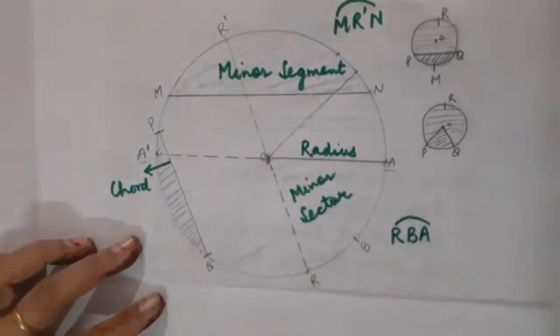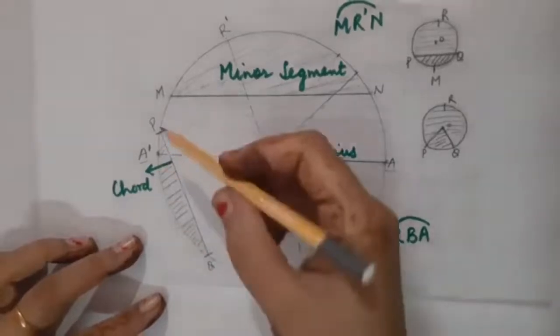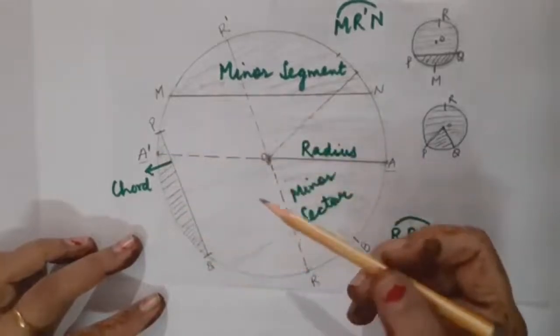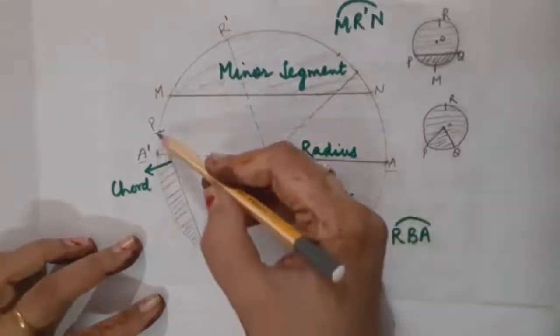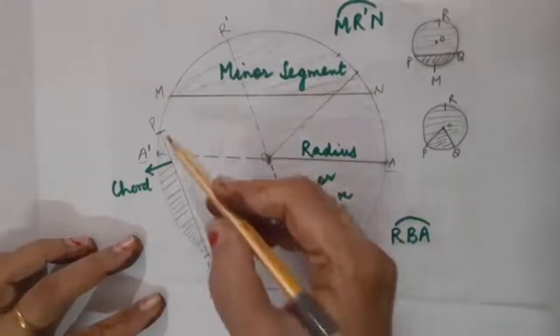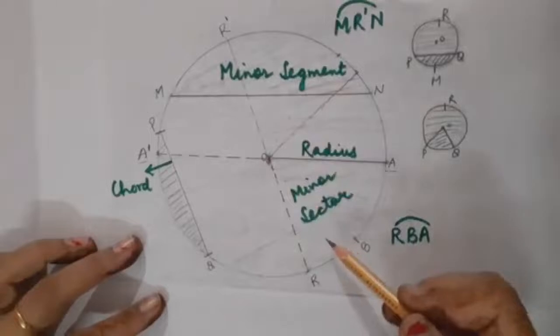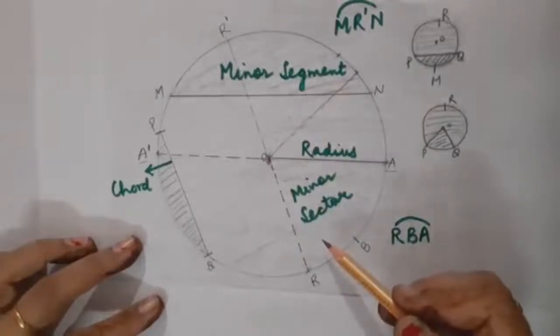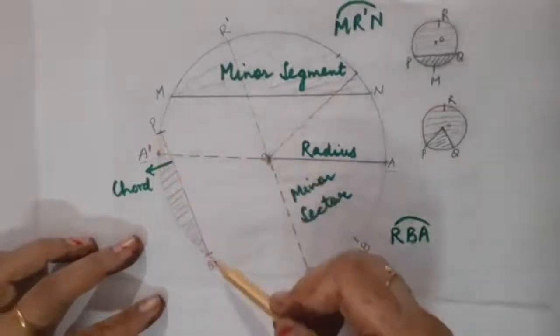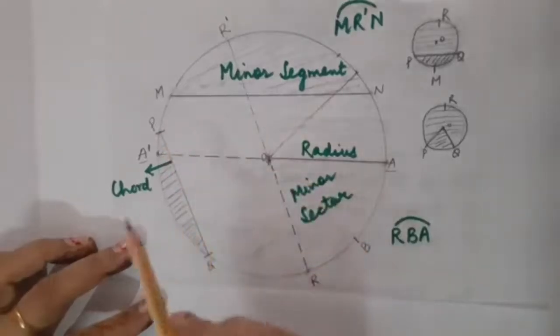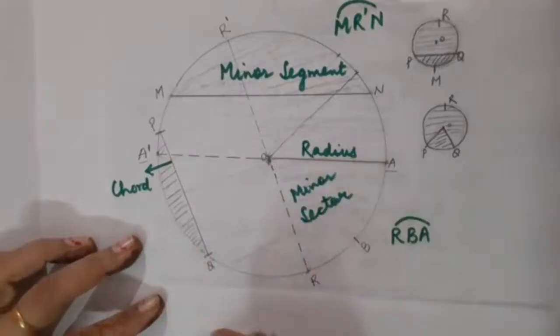Correct? Now the next term is define chord. Children, here you can see in this diagram that PQ is a chord. So how to define it? A chord is a line segment whose both the endpoints lie on the circumference. Circumference is nothing but the boundary of the circle. Whose both the endpoints lie on the boundary of the circle, but it does not pass through the center.